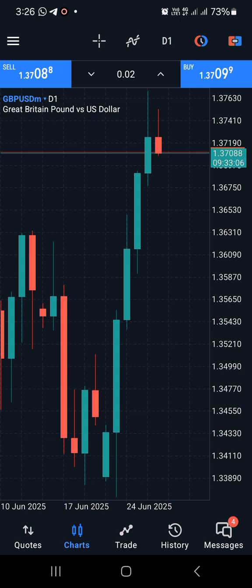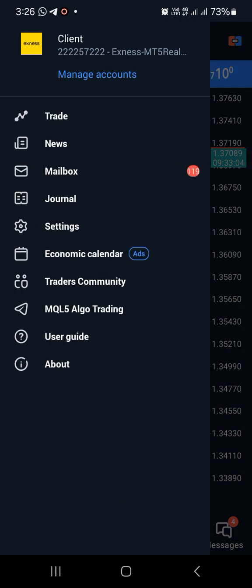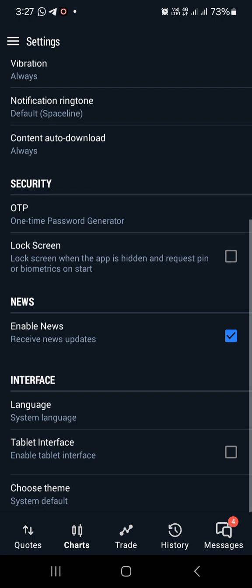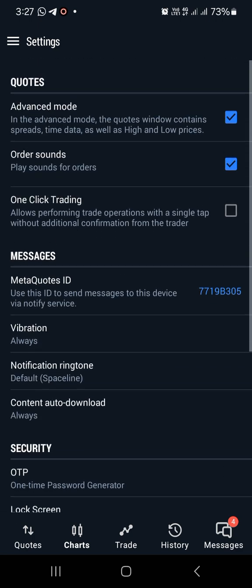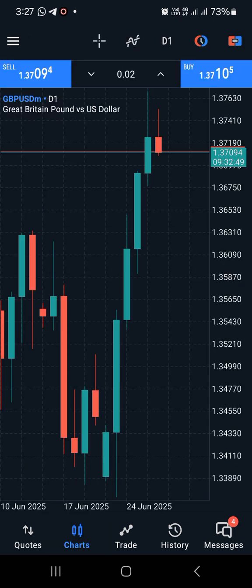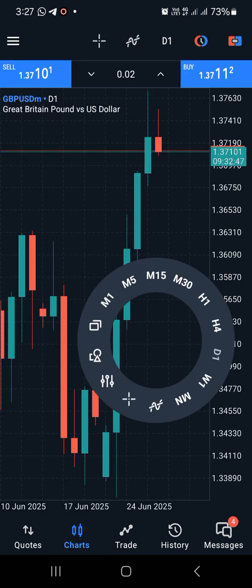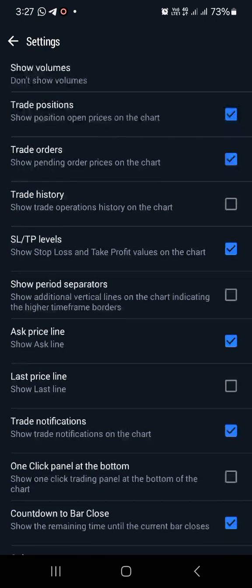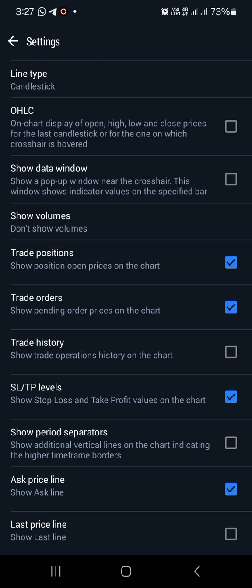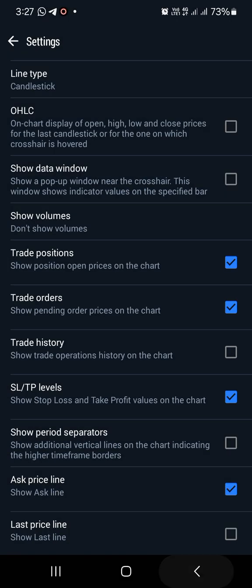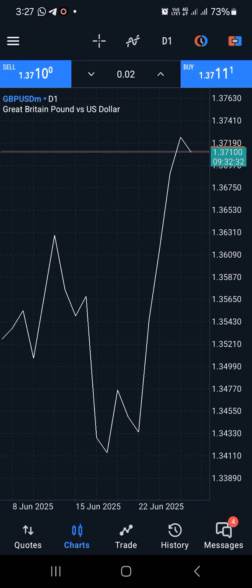But first of all, to draw resistance and support, if you want it to be clean, you change the line type. You change the line type to, what's it called? It's not here. Let's go to the chart. Let's touch it. Settings from charts. Okay, so line type says candlestick, so you just change it to line chart. This gives more details.